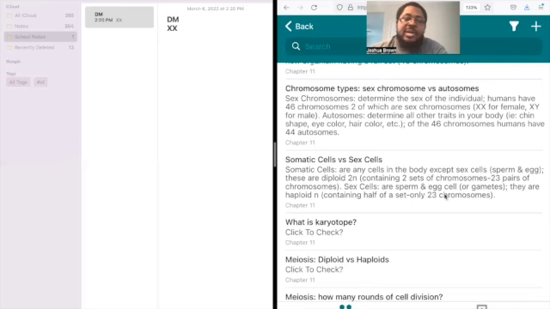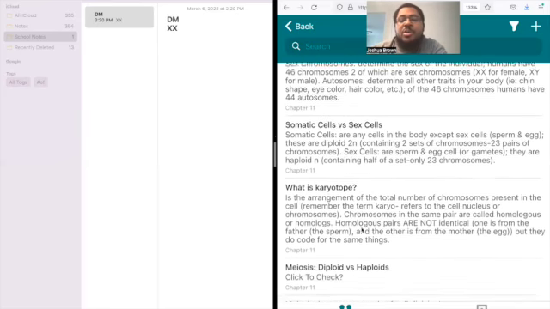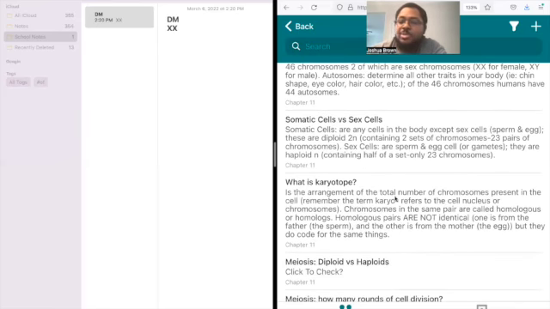So what is a karyotype? If you remember back in chapter 10, meiosis, we talked about karyokinesis, and I said karyo is used to define chromosomes or DNA. So karyokinesis, kinesis meaning divide, karyo meaning chromosomes, it's the dividing of chromosomes. So what do you think karyotype is? Karyotype is the arrangement of the chromosomes, and this is very important when it comes to meiosis. This is the arrangement of the total number of chromosomes present in the cell.